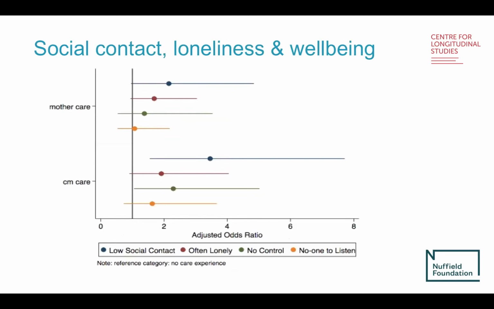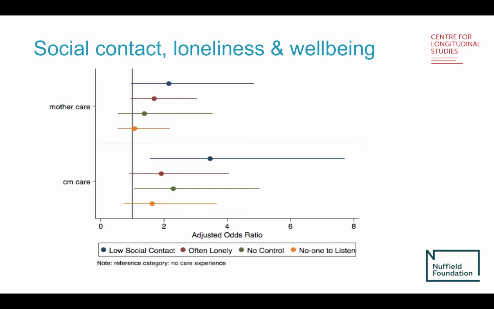Okay, moving on to the social contact and loneliness outcomes. Again, starting with the cohort member who's been in care. Here we see that low levels of social contact and not feeling in control of how your life is remain significantly associated with their care experience, but for feelings of often feeling lonely or not having someone to talk to, again, the significant association disappears.